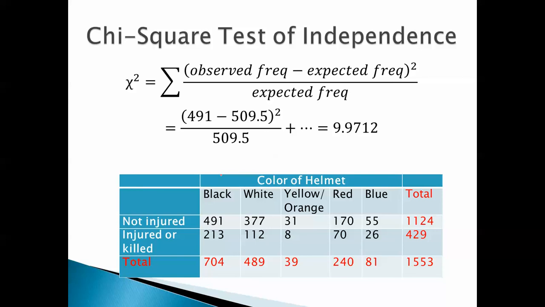You could repeat that for all of those. You just sum up the observed minus the expected squared all over the expected. So that'd be 491 minus 509.5 squared over 509.5. You just do it for all of those cells. Oh my goodness, you could do that.